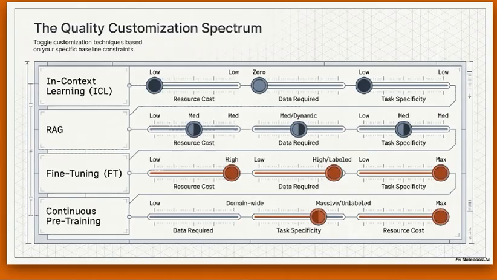It's a harsh reality check. It really is. You cannot cheat the trilemma. You simply cannot engineer a system that delivers maximum reasoning quality, instantaneous response times, and minimal compute costs.